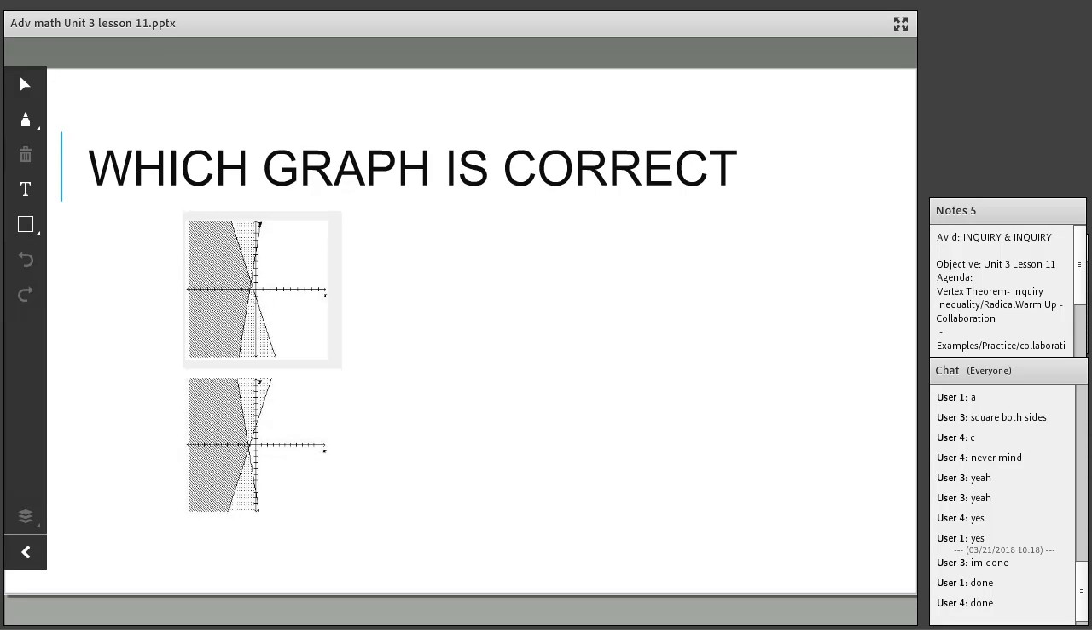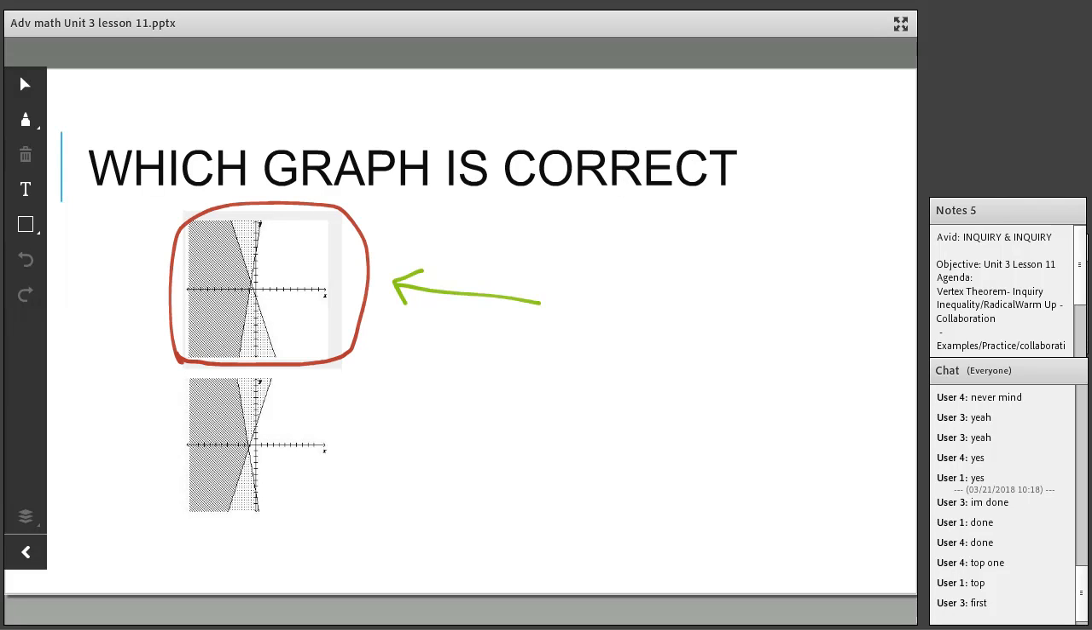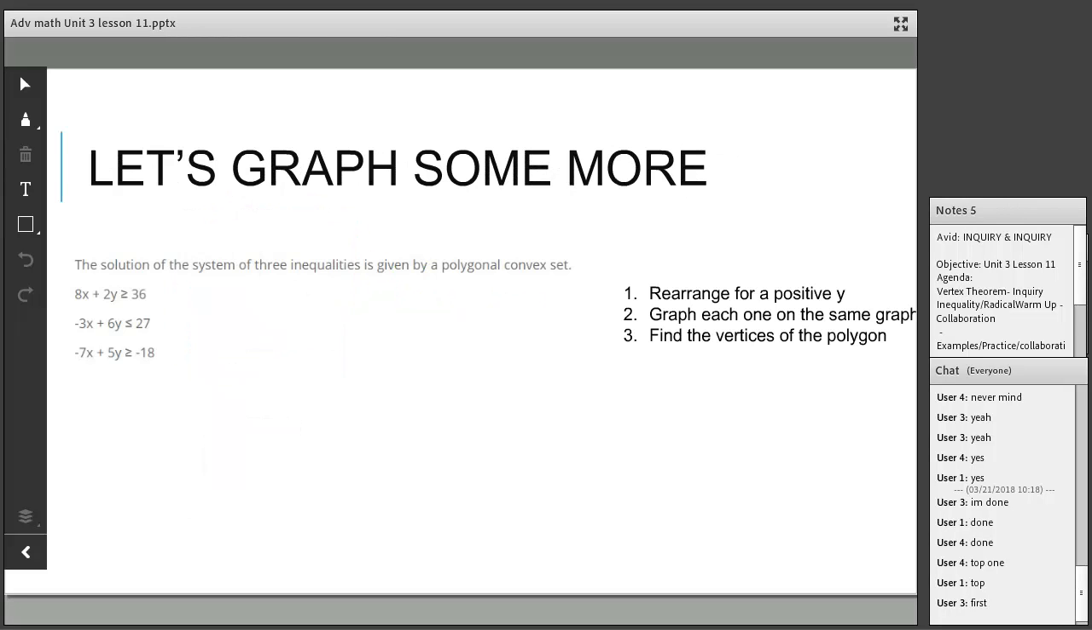Everybody look at your graphs and tell me which graph is the correct answer for that system of linear inequalities. Which graph? Circle it, mark it, right, top or bottom in the chat. Perfect. Top one. All right, guys. So that's your basic graphing of inequalities. Perfect. Great job, you guys.